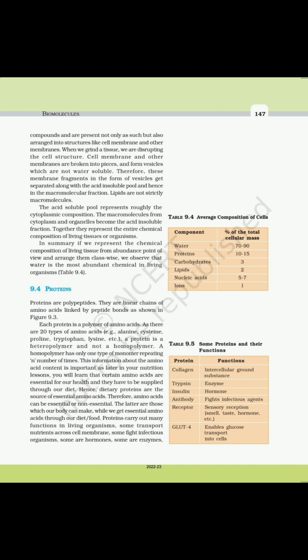Table 9.4. 9.4 Proteins. Proteins are polypeptides. They are linear chains of amino acids linked by peptide bonds as shown in figure 9.3. Each protein is a polymer of amino acids. As there are 20 types of amino acids, e.g., alanine, cysteine, proline, tryptophan, lysine, etc., a protein is a heteropolymer and not a homopolymer. A homopolymer has only one type of monomer repeating n number of times.